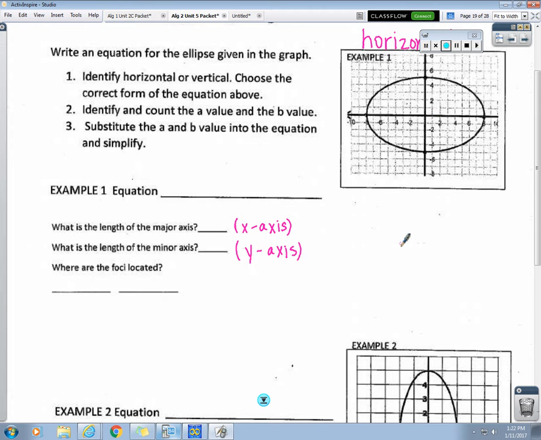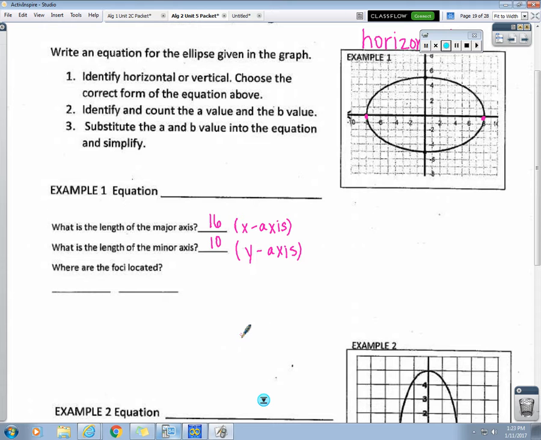Now, how long is the major axis? From this point to this point, how many units is that? 16. Okay, because it goes from -8 to +8, which is 16 total units. How long is the minor axis? 10 units. It goes from 5 to -5, which is a total of 10 units.